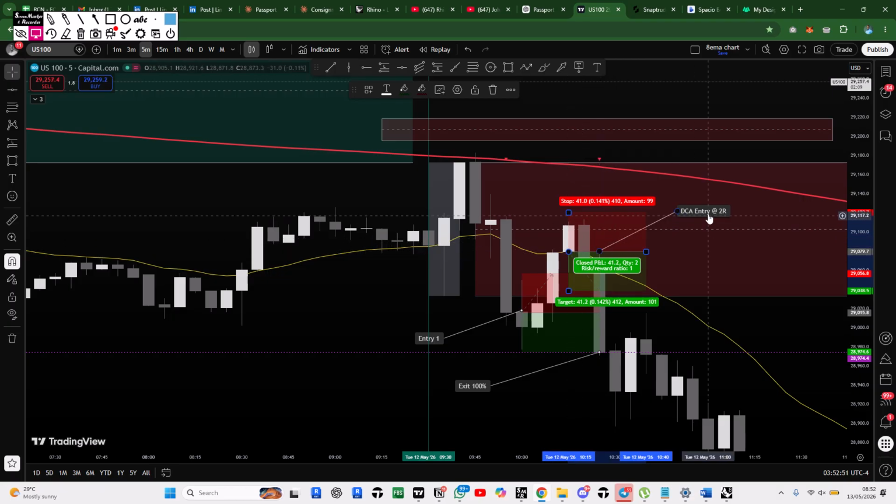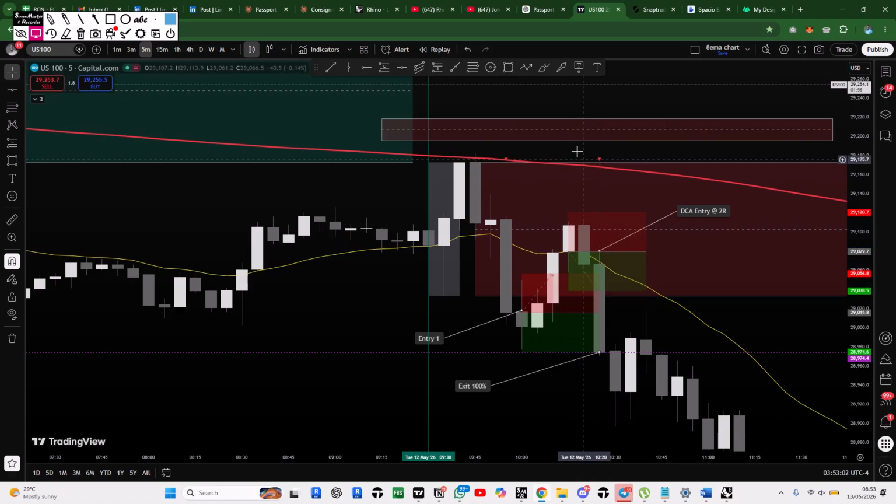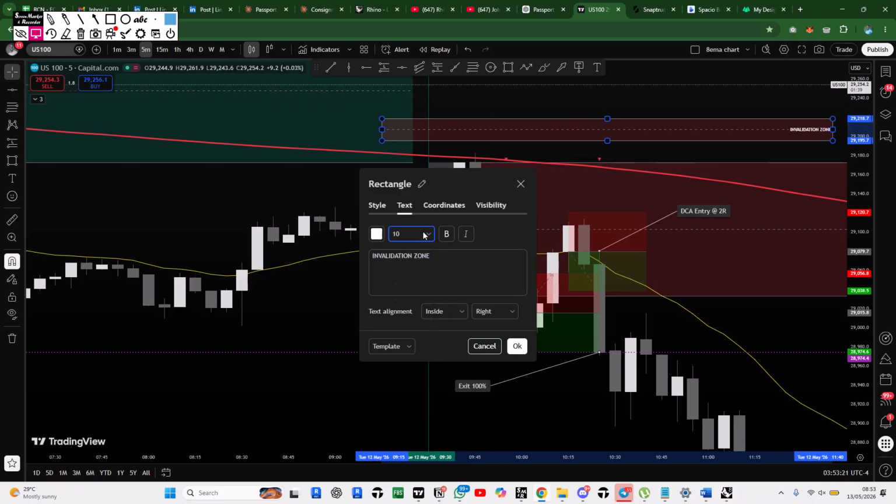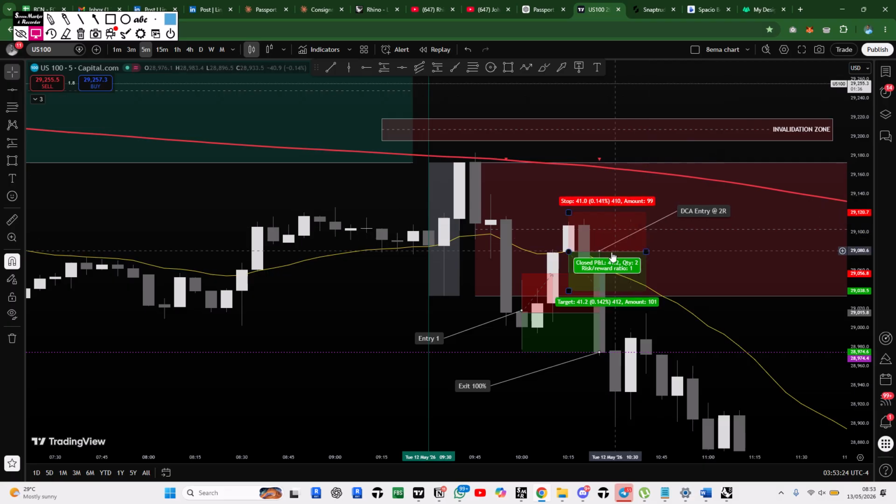So 2R means if my R is 2%, 2R means I entered with a 4% additional trade here, and we can see again my stop loss is, I don't use a stop loss, I use an invalidation zone, which was up there. So let me coordinate this. So you can see what price did. So even if price had come all the way up here, I would still be in the trade waiting.